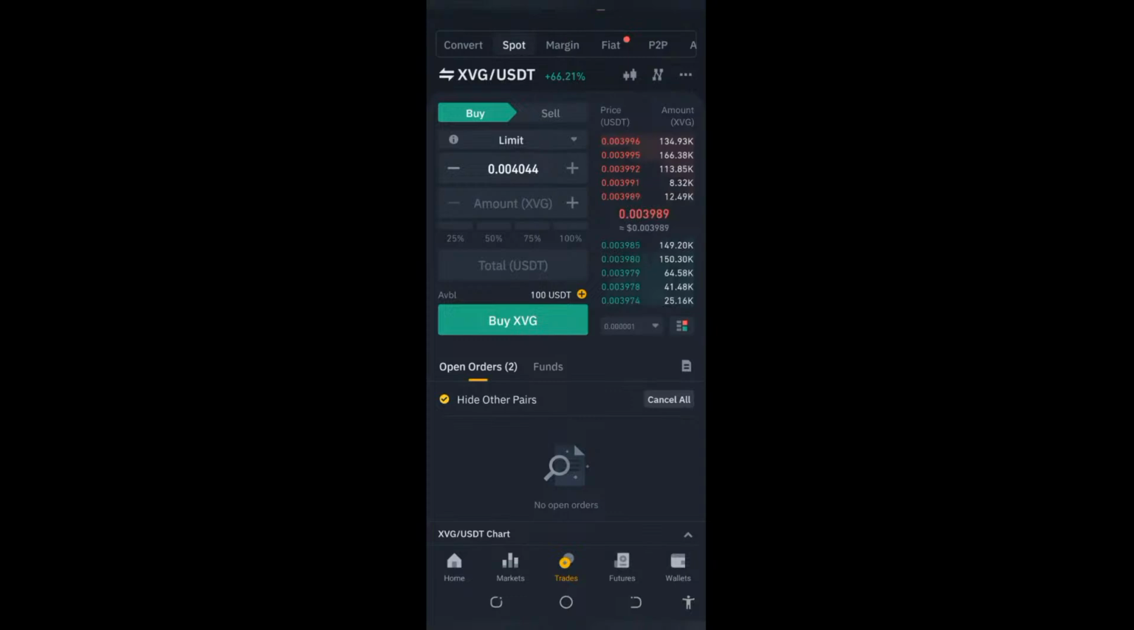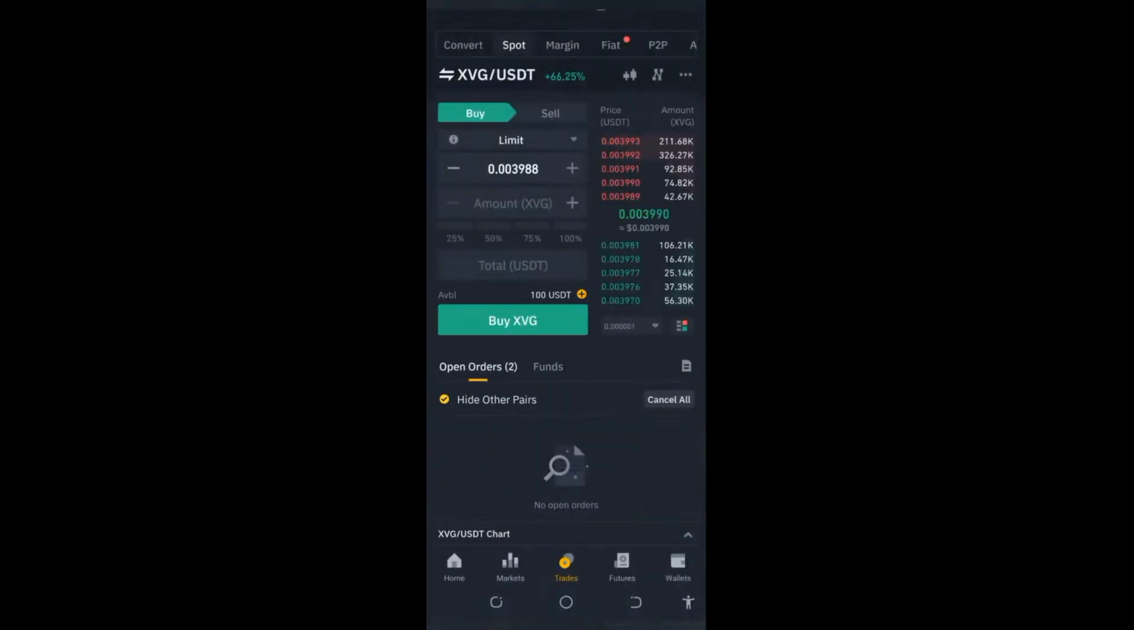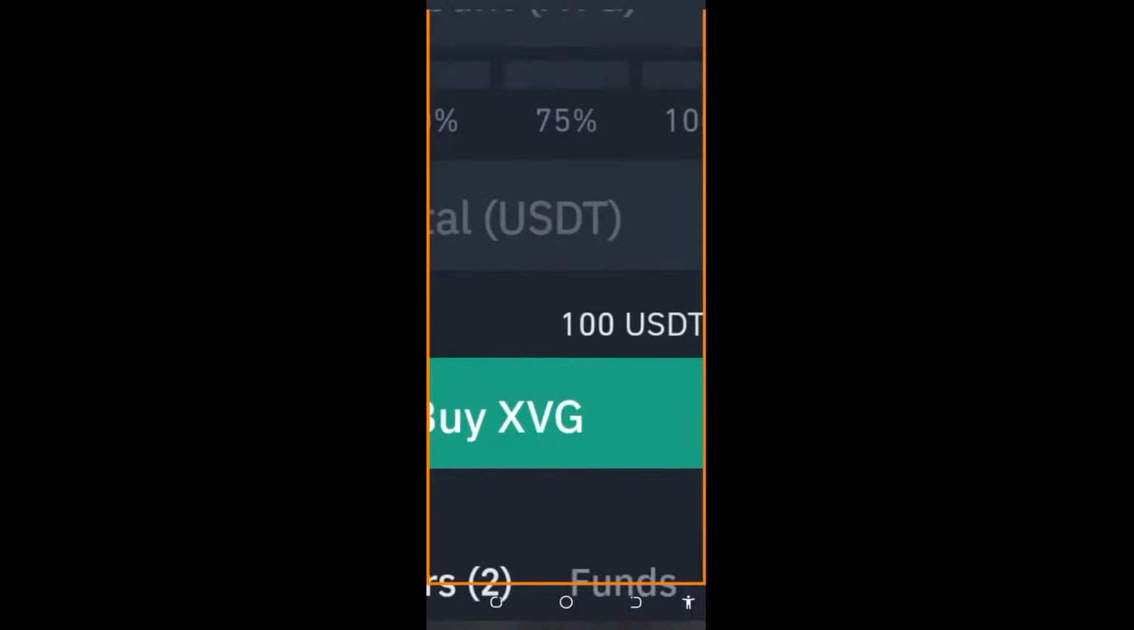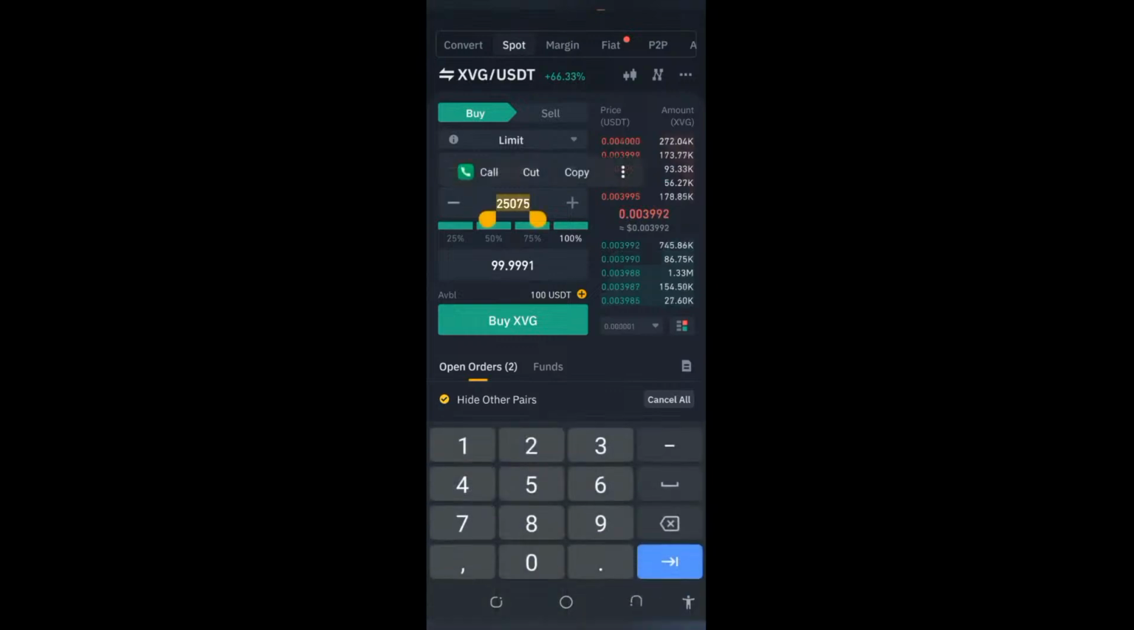Because it's in pump mode, we're just going to go ahead and buy. It's going up and down, but we just have to take advantage of this. Currently we've got 100 USDT, so let's do a quick simulation. The price is really tiny, so we can get a lot of pieces from this.